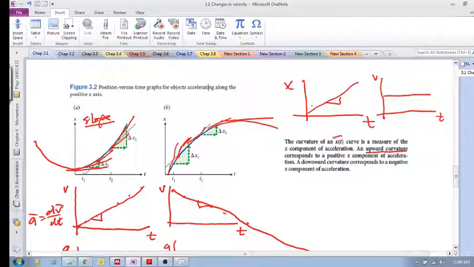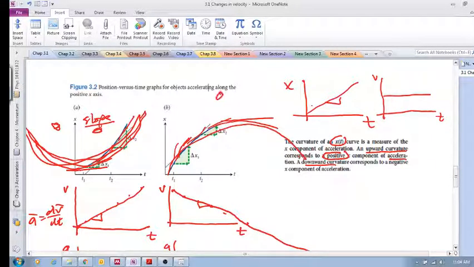If the xt graph is a curve, it has a curvature, then if it's an upward curvature, a smiley face, then it has a positive acceleration. If it has a downward curvature, not so smiley face, then it has a negative acceleration.